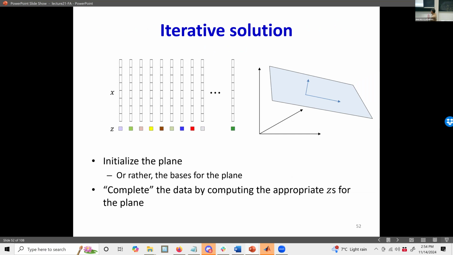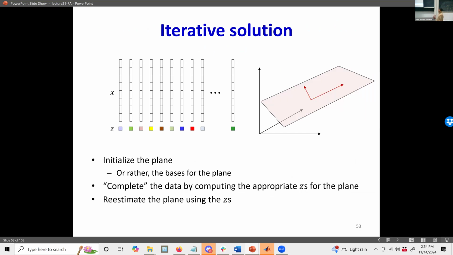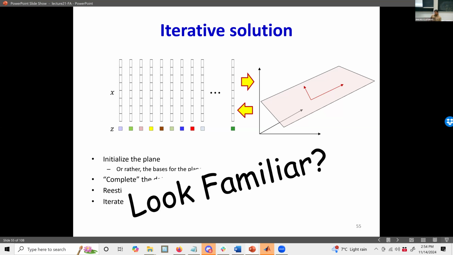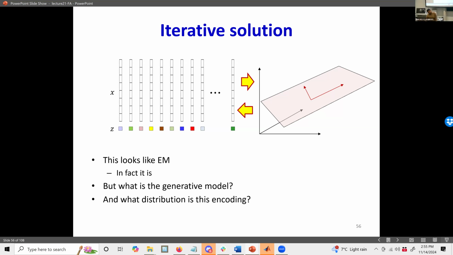So here's what we did. We initialized the plane, used that plane to fill up the Z values, then used those Z values to go back and re-estimate the plane, then used the plane to go back and re-estimate the Z values, and we kept going back and forth, right? So what are we doing over here? We have some missing values, namely the Z's, and at each point, we are estimating the missing values in terms of our current estimate of the model, then using the Z's to go back and re-estimate the model and repeat the process, right? What does this look like? This is just EM, right? So principal component analysis is actually just performing expectation maximization. Did that make sense to you guys, right? So this looks like EM. In fact, it's exactly EM.